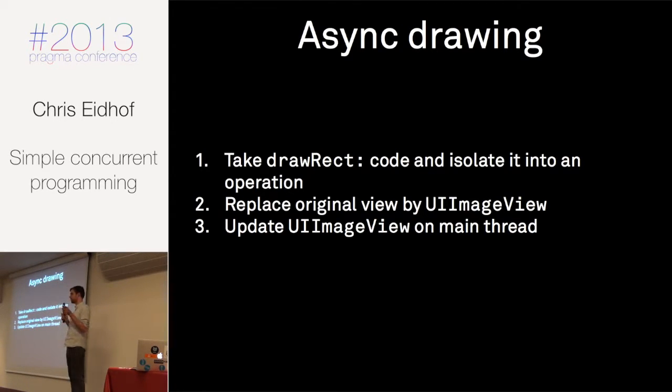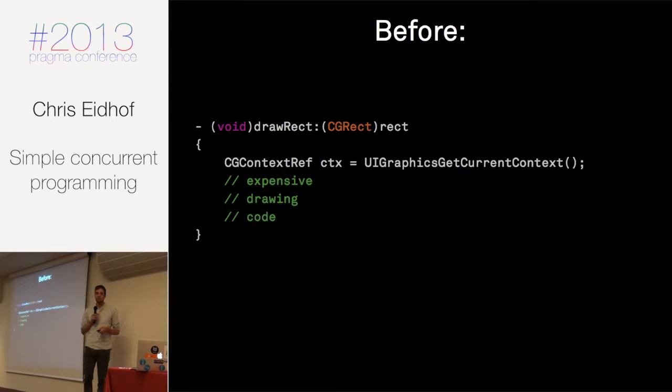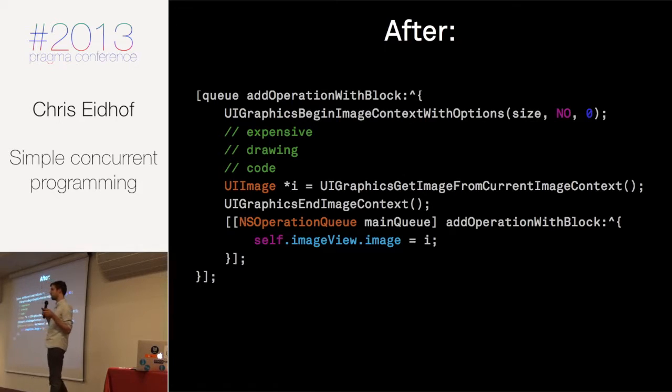And then you take the original view that you had with the complicated drawRect, and you just replace it by a very simple UIImageView. UIImageViews are great, they're really fast. And then once your drawing is done, you update on the main thread. And it's as simple as that. So before, you had drawRect and then the really expensive drawing code. And if you rewrite it, you write it like this.